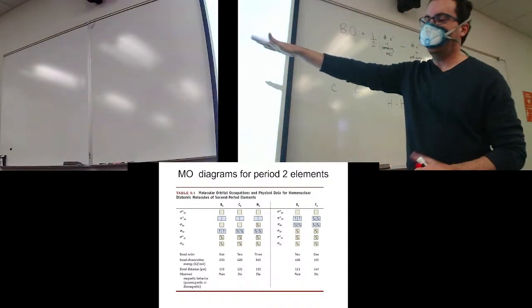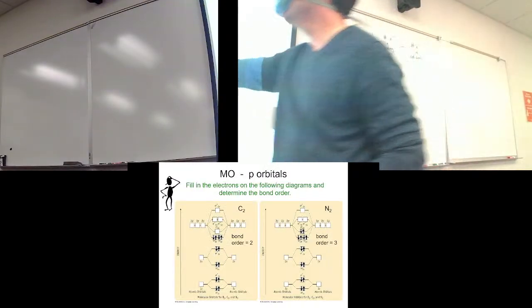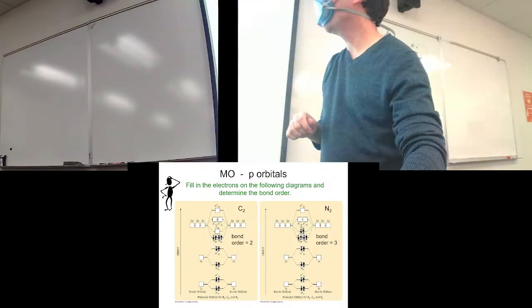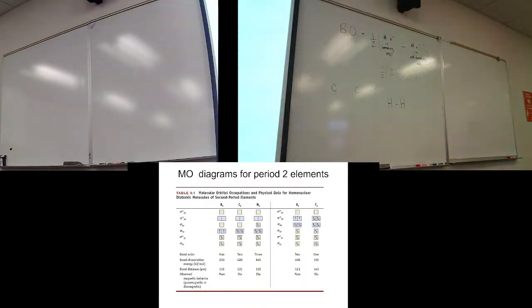So on this page, we are removing all of the side stuff and just showing in the middle. Okay? So it's just a little bit of a shortcut. So here is the C2 before, here's the N2 before. We're showing in the middle. And it's also just the valence orbitals, so we start at the 2s, not the 1s.